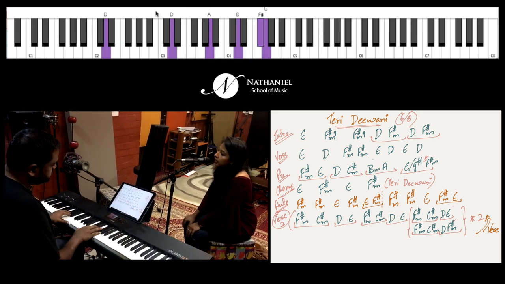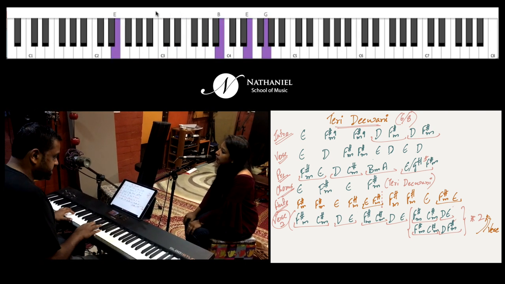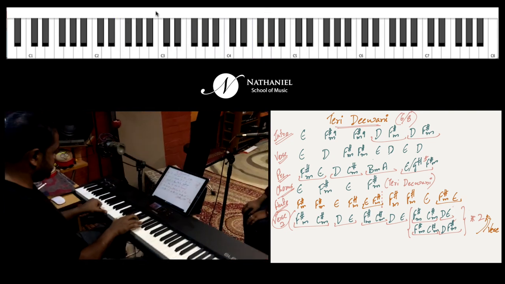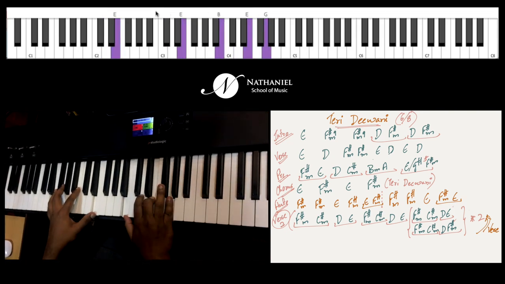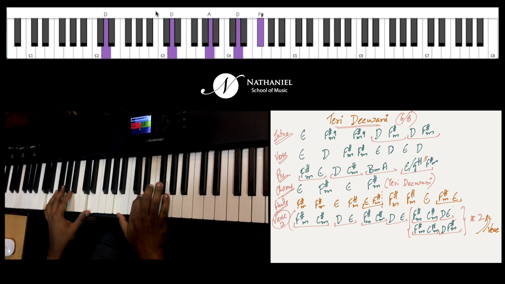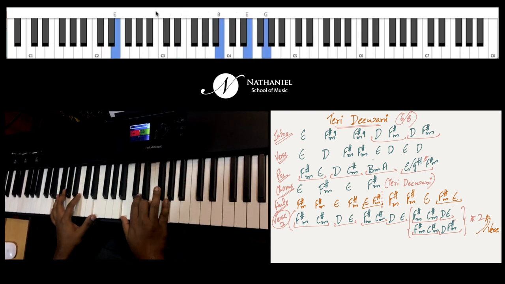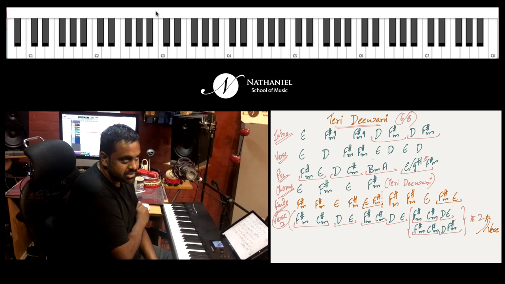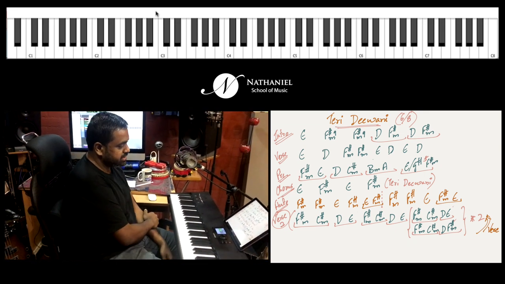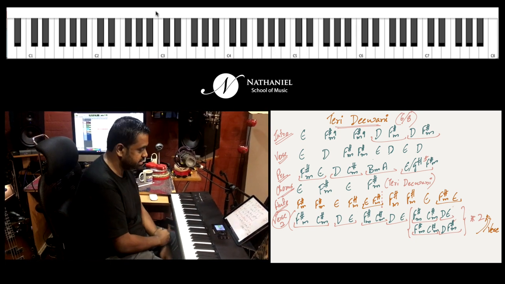D. E minor. So that's, what is that? D major, E minor, Teri D major, E minor. It's pretty much it, right? So that's like the easiest part. So if not everything, at least you can get one part really easily.